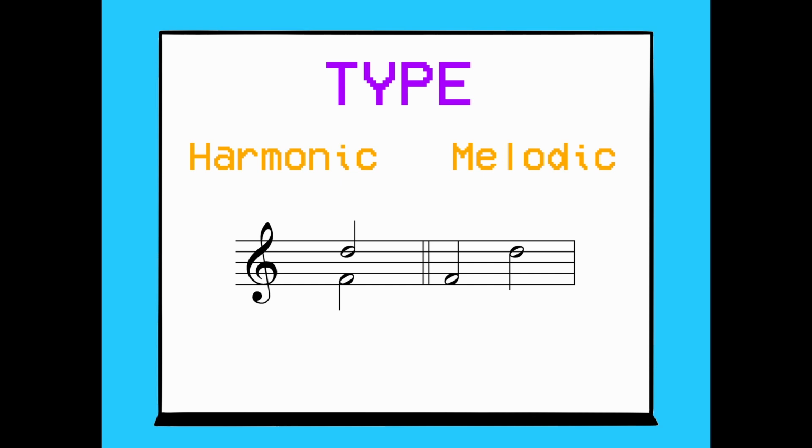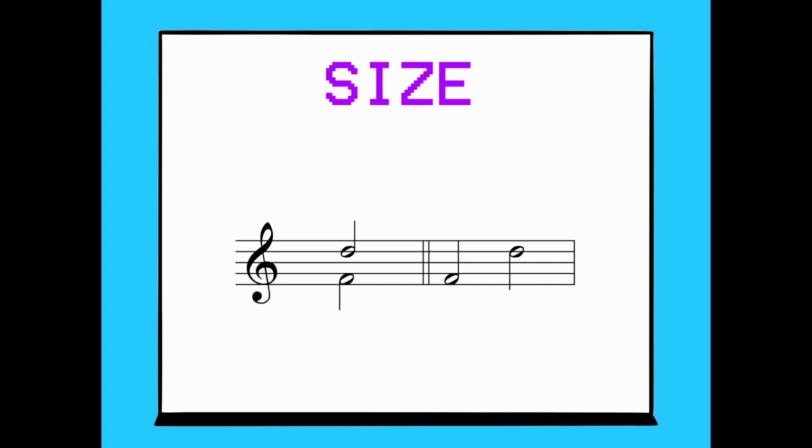This means that when two notes sound simultaneously, we describe that as a harmonic interval, and if they sound sequentially, we call it a melodic interval. Now what about size? The most important thing to remember when identifying or writing intervals is that we always count inclusively. That means we include the pitches that we start and end on.